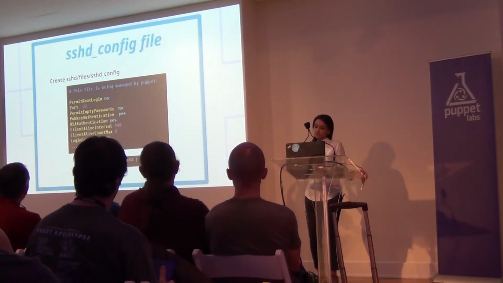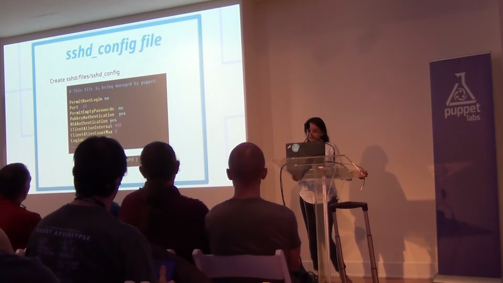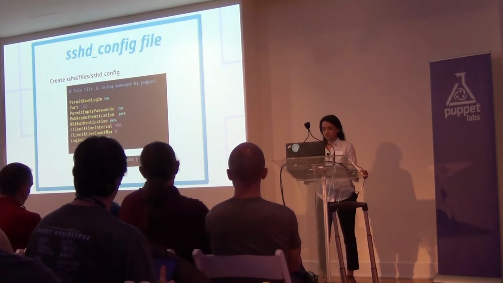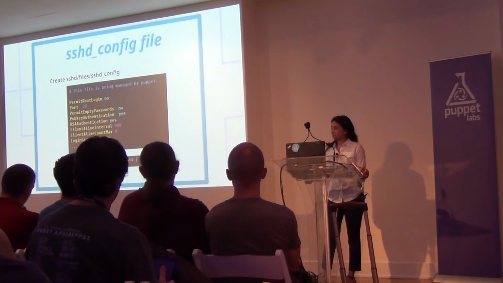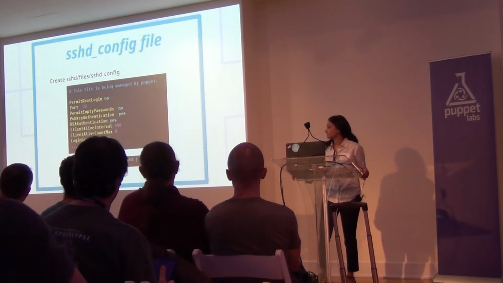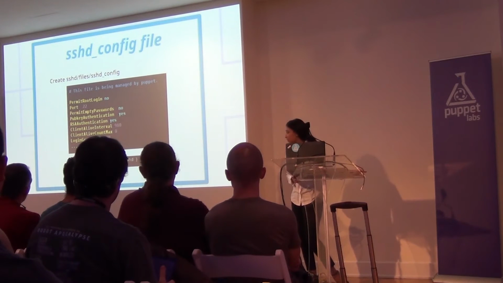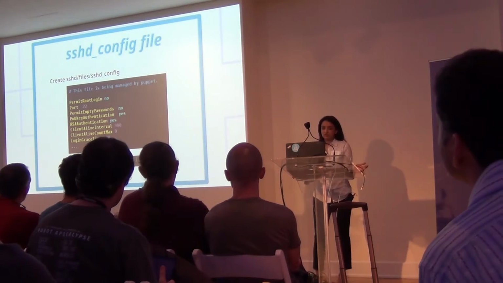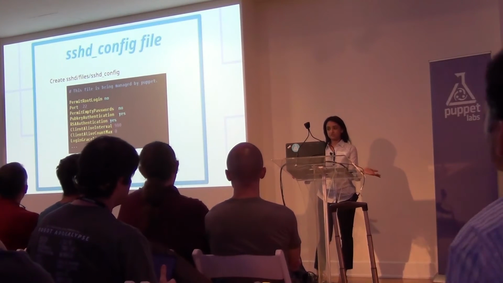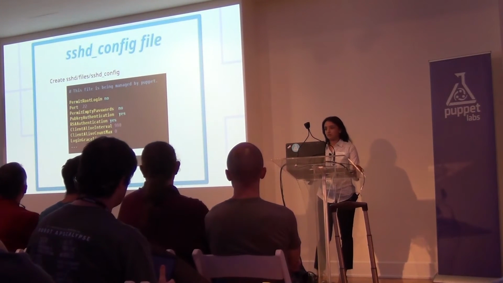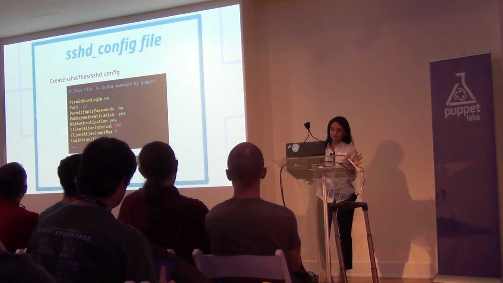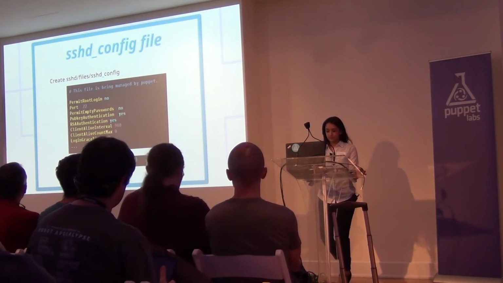So in our files directory, we have the sshd_config, which has some basic configuration: permit root login, port number, login grace time. So on nodes that we want to deploy SSH to, all we need to do is just include sshd and life's good. We have SSH running, we're managing the service, we ensure that it's running, and we have a basic configuration file. Not so great, but it'll do for now.